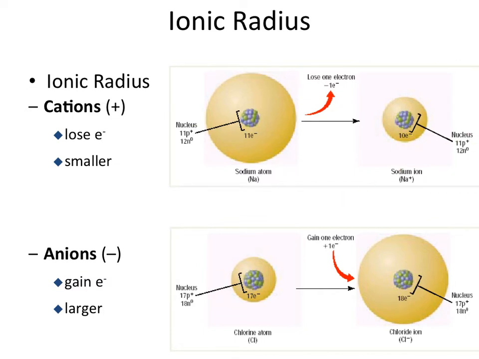However, when ionization occurs and sodium loses that electron, instead of having 11 electrons to interact with, it now only has 10. So now these 11 protons are pulling on only 10 electrons. Because of that, you see a size difference between your neutral atom and your ion. The effective nuclear charge is going to be greater in the sodium ion because there are fewer electrons and the same number of protons. So those protons are going to pull more tightly. When you lose an electron to form a cation, the cation you form is going to be smaller than the parent atom, the sodium atom.